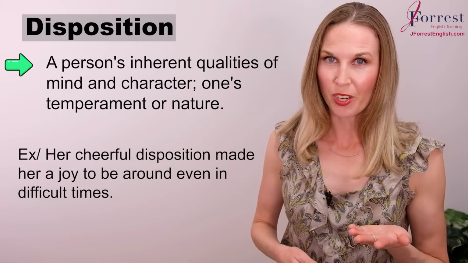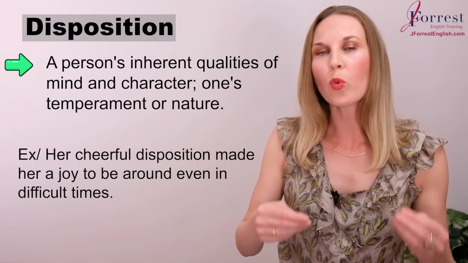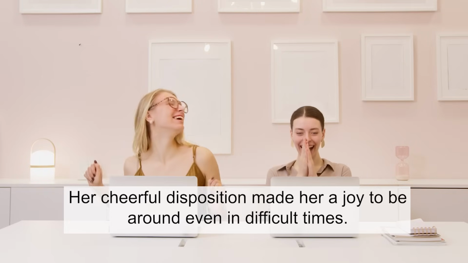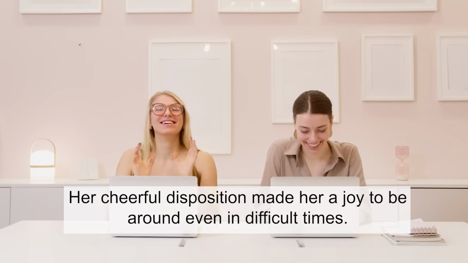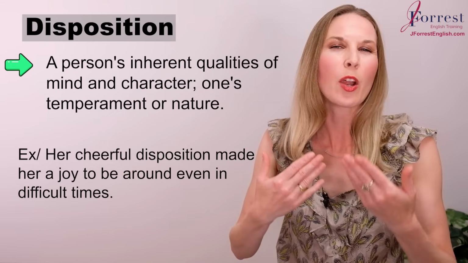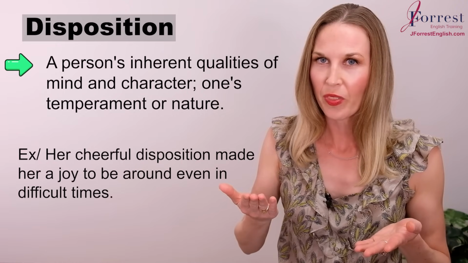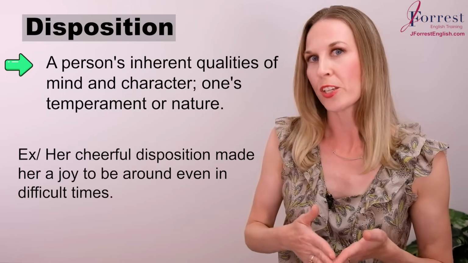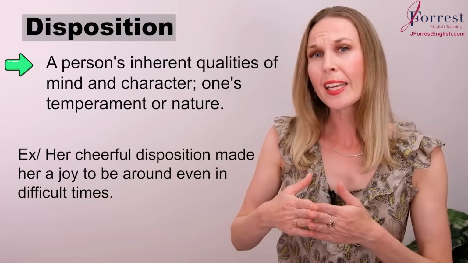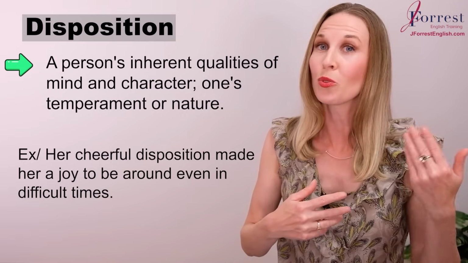Disposition. This is a person's inherent qualities of mind and character, or you can think of it as one's temperament or nature. For example, her cheerful disposition made her a joy to be around, even in difficult situations. So here, her disposition is the noun, and it simply represents her character, her personality. And then we have an adjective, her cheerful disposition. And in that case, it sounds like a positive disposition, but somebody could have a negative disposition. His angry disposition made him a negative person to be around, to completely change the example to the opposite.